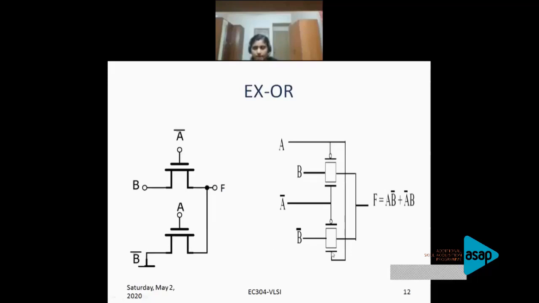Am I right? B bar A. This is coming from here. This line is coming from here. So this gate is actually A. So this is A B bar and A B bar plus A bar B. So the output is that of your XOR gate. I believe that is clear. If that is clear, you can easily implement any given logic function using transmission gates.